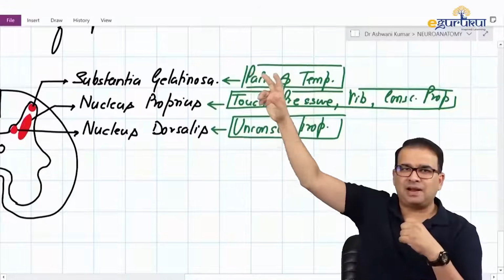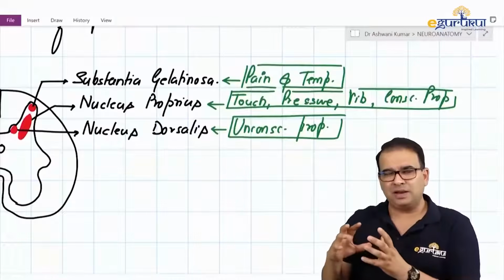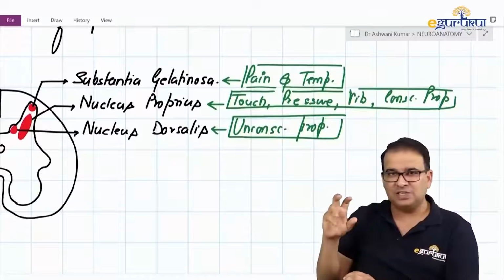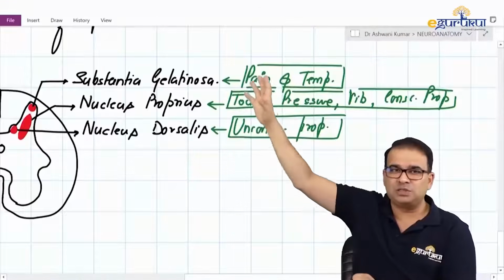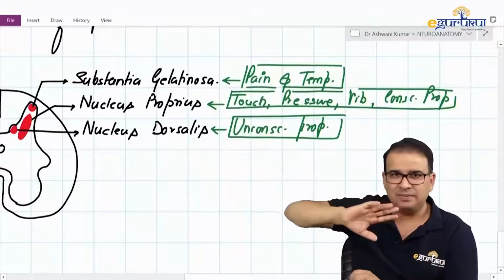In some books, they write it from the name of the tract. They say spinothalamic tract is related to substantia gelatinosa. Well, I'm saying the same thing, but I'm trying to make it more conceptual by telling you that the sensations, pain and temperature, predominantly go into substantia gelatinosa, whatever tract is carrying it, which we'll discuss.